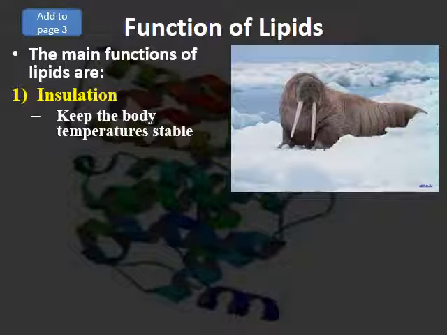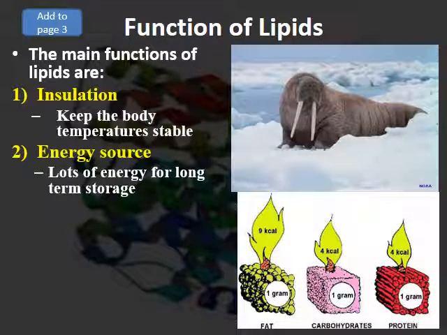So typically animals that live in colder environments, or mammals that live in colder environments like this walrus here, or our whales that live in deep cold areas of the oceans, they have lots and lots of fat, cells that are full of lipids all over their body, and it's basically insulating them to help keep them warm in really cold environments.